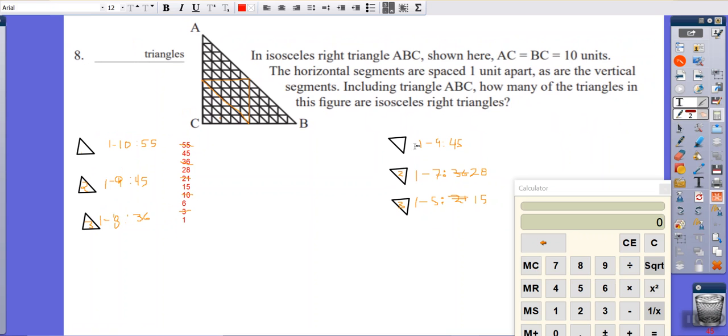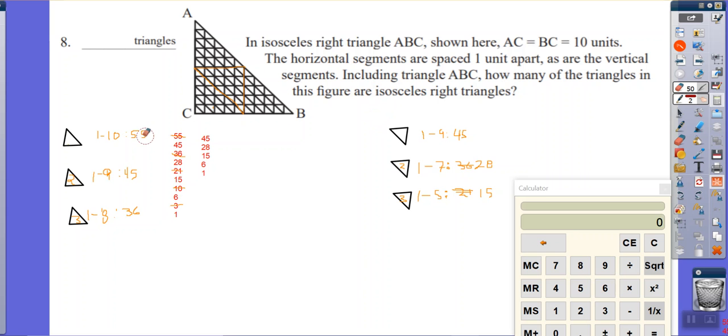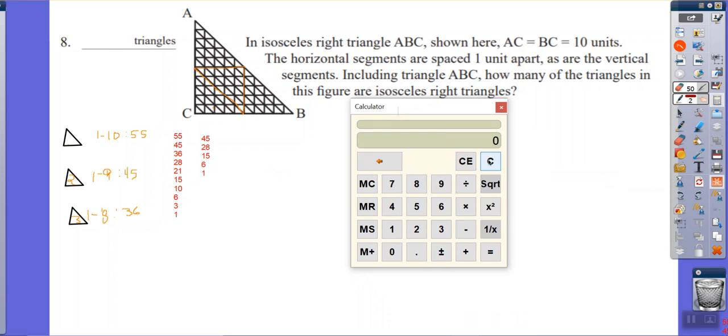So let's make that pattern here. So we have a 45, then we have the 28, then we have the 15, then we have a 6, and then we have 1. All right, so now this is a calculator section, thank goodness. And so what I'm going to do is I'm simply going to add those numbers together. And if I add them together, I should get 315, I hope.